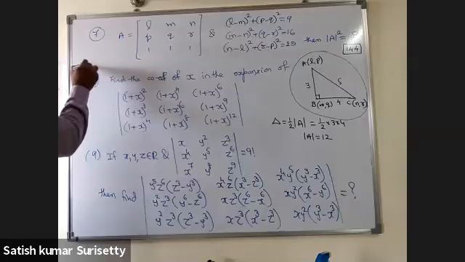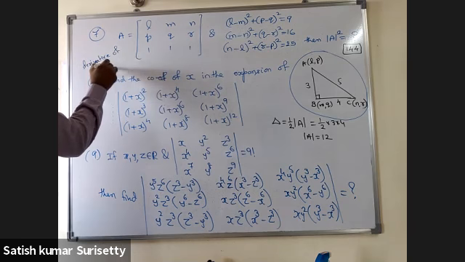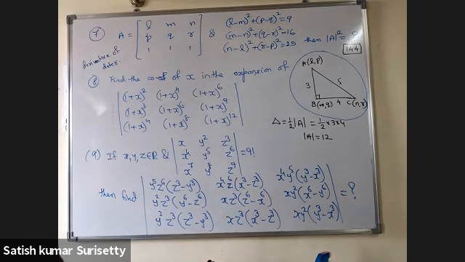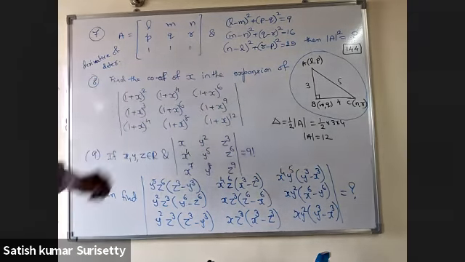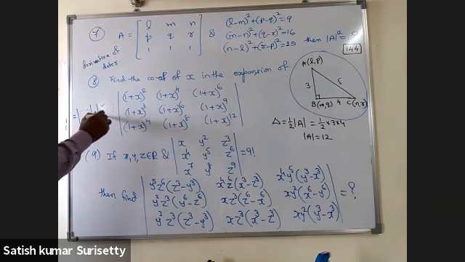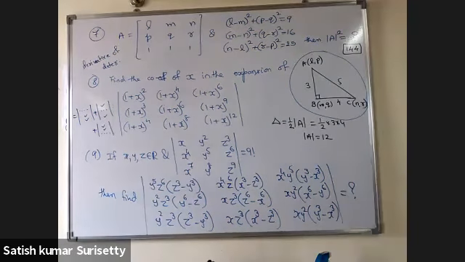Have you remembered how to take the derivative of a determinant? When you want to take the derivative of a determinant, you can go row wise or column wise. The derivative of this 3 by 3 determinant will be the derivative of the first row with the second and third rows as they are, plus the derivative of the second row with the first and third rows as they are, plus the derivative of the third row with the first and second rows as they are.